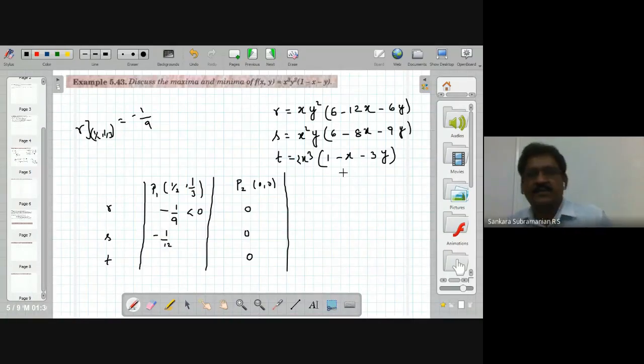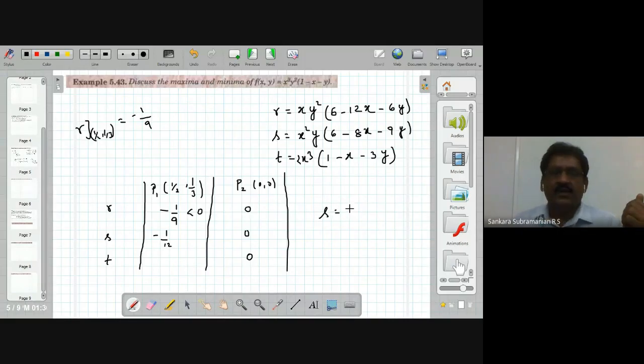Is it right? We'll see that. S is equal to X squaring, we get 1 by 4. Product with 1, Y, you get 1 by 3. Then 6 minus 8 times of X is 4, minus 9 times of Y is 3. 6 minus 4, 2. 2 minus 3, minus 1. Minus 1 by 12, correct.